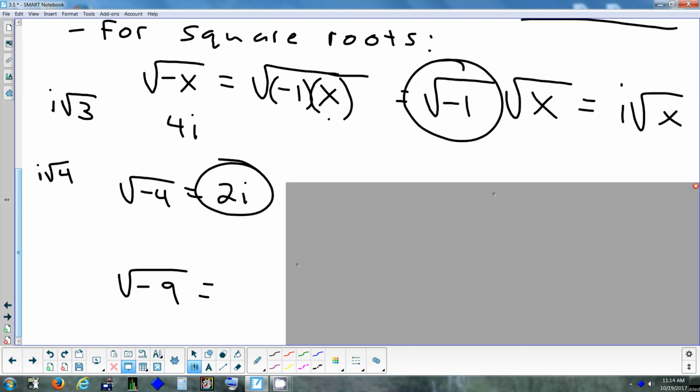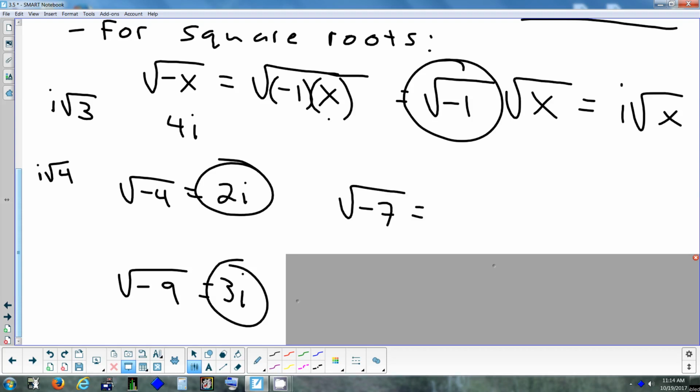Ezekiel, how about the square root of -9? 3i. 3i. How about square root of negative 7? Yeah? i and the square root of 7? Yeah, this time you can't take the square root of 7. So you just write it as i square root 7.